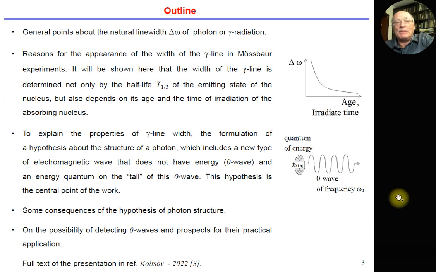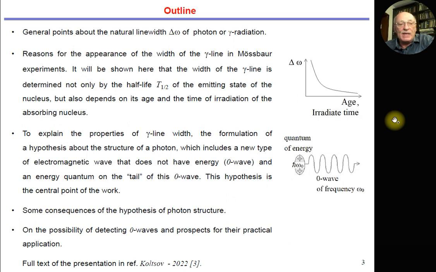The outline of the presentation is as follows. At first, general points about the natural line width delta omega of photon or gamma radiation. Then I will talk about reasons for the appearance of the width of the gamma line in Mössbauer experiments. It will be shown here that the width of the gamma line is determined not only by the half-life of the emitting state of the nucleus, but also depends on its age and the time of radiation of the absorbing nucleus.